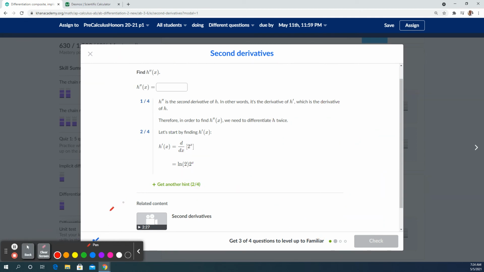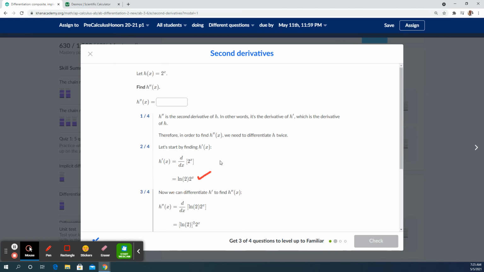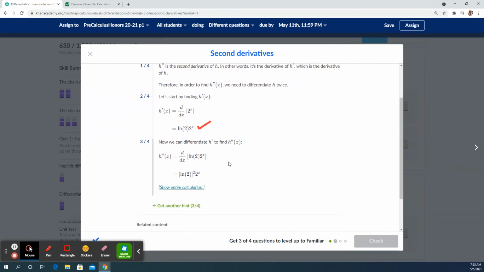All right. So in my notes, the derivative, yes. So this is good. Derivative, yes. So that's good. We had that already. So there's the first derivative. Second derivative.